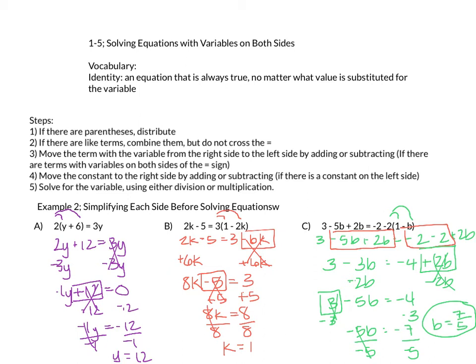I know the book has an answer of 1.4. 7/5 is the same as 1.4, and that's what I want it left as 7/5.